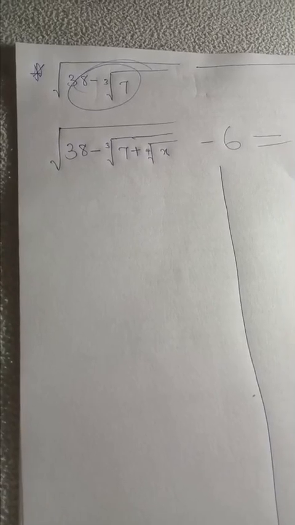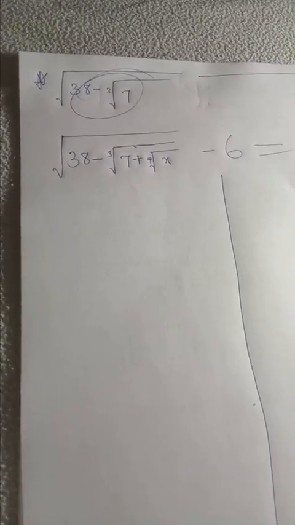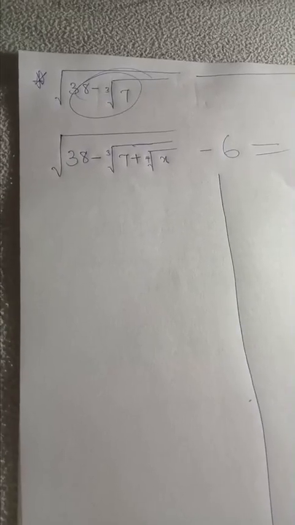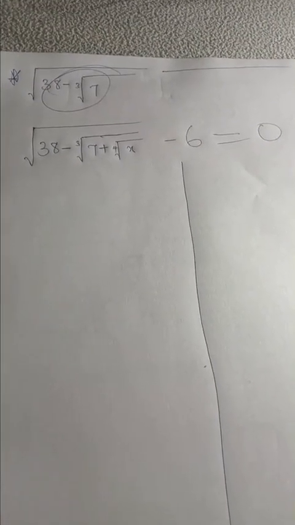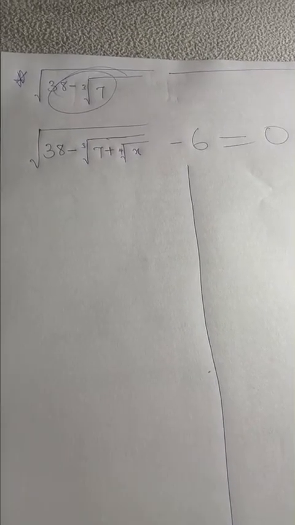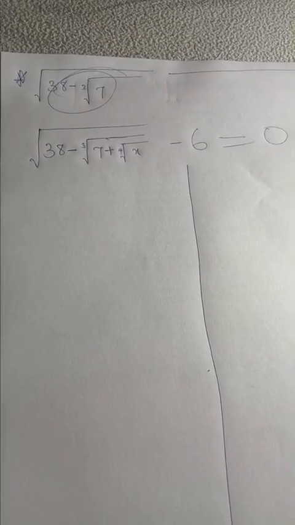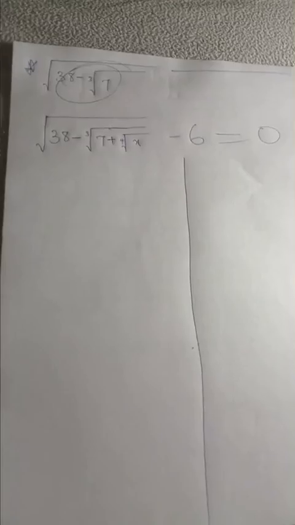This morning we are asked to provide a solution to this interesting radical question. This is an equation under radicals. It says solve: square root of 38 minus cube root of 7 plus the fourth root of x, everything minus 6 equals 0. So now, as I said earlier, this is an equation under radicals or of that sort.